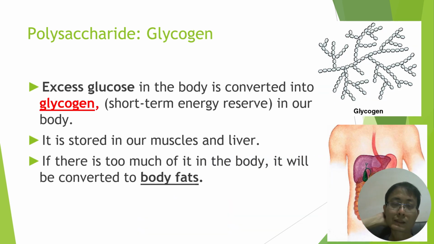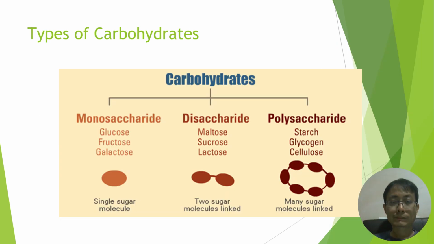Glycogen is the energy reserve that your body has when there is excess glucose. Glycogen can be stored in your muscles and your liver. And if there's too much glycogen in your body, it will be converted into fats. And so these are the relationships between the different types of carbohydrates in a nutshell, right?